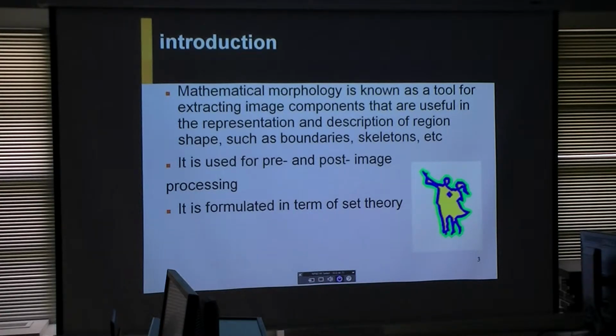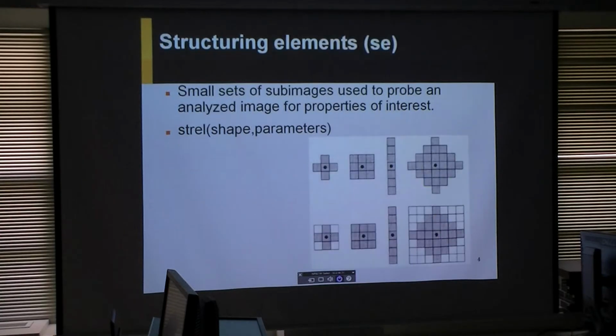and suppose we have an image as an input, and we have another structuring element that defines the neighbors, and we think about the images as a set and the structuring elements as another set, and we do some processing by these two elements.